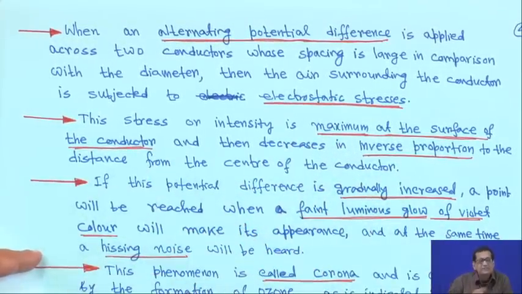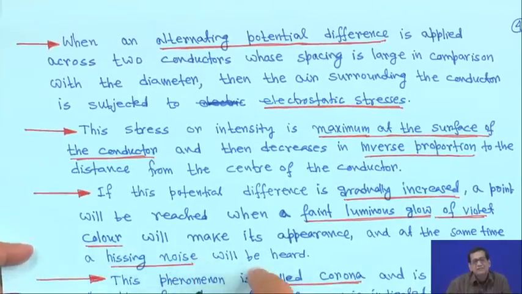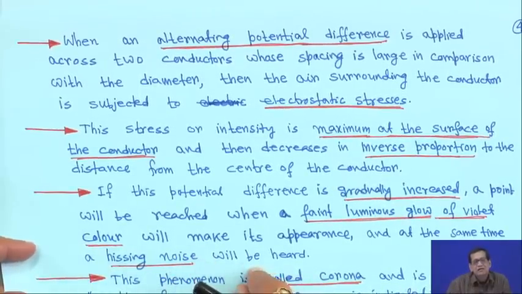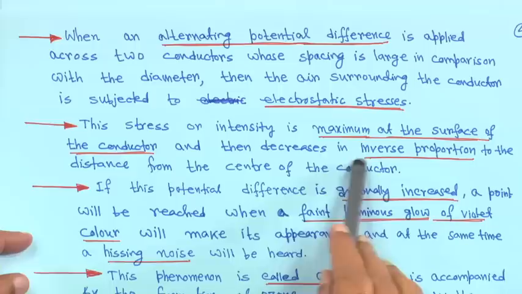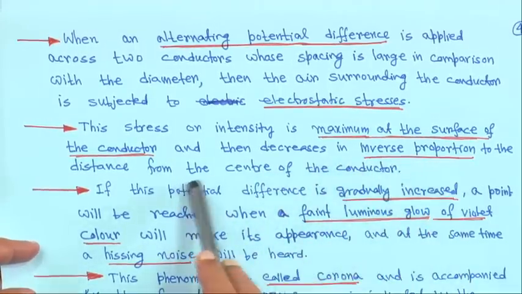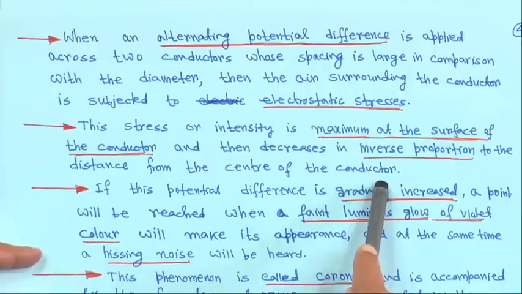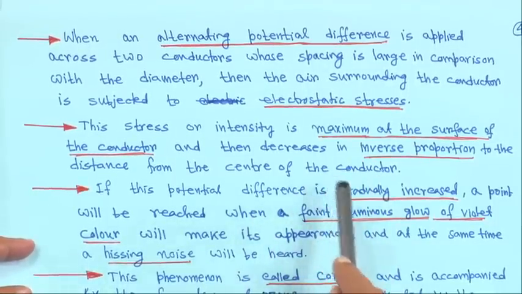From the cable studies, when we studied electric stress, we saw the potential gradient is Q divided by 2 pi epsilon 0 x, and at x equal to r, that is at the surface, the stress is maximum. It decreases in inverse proportion to the distance from the center of the conductor, that we know.